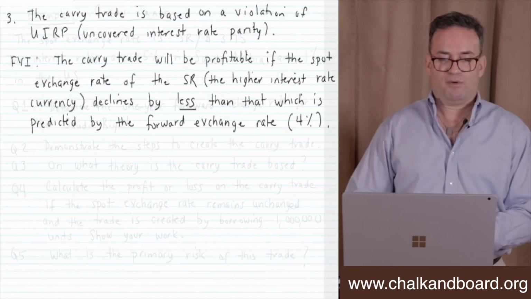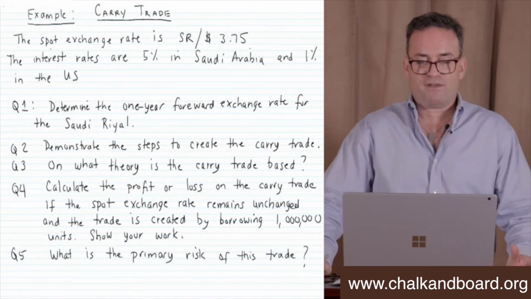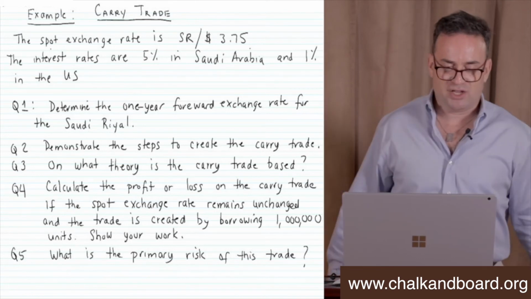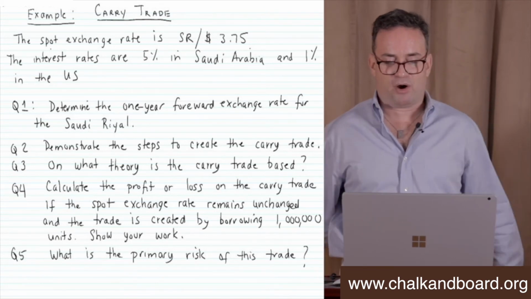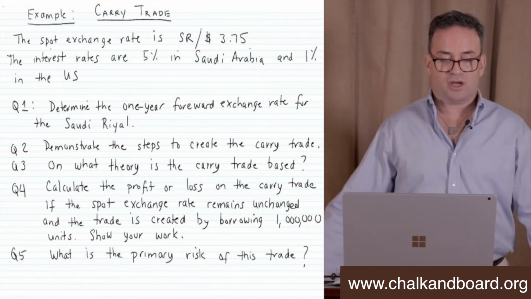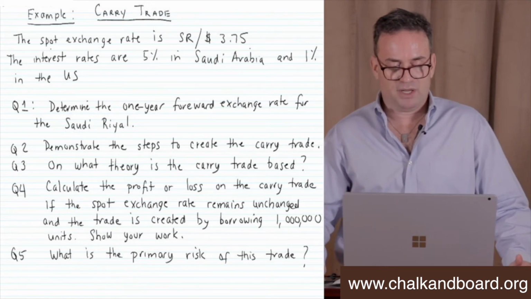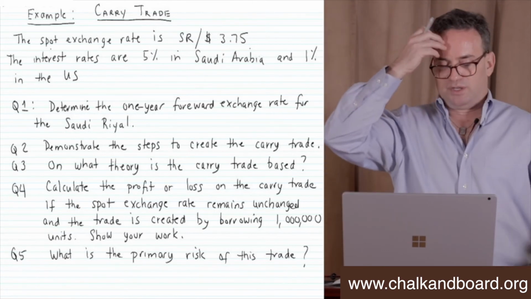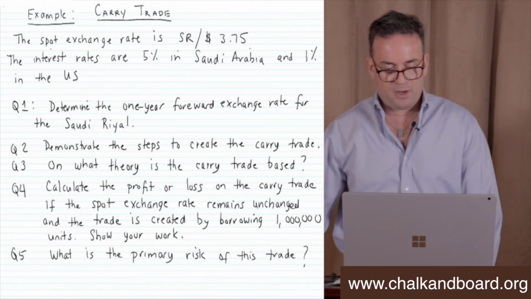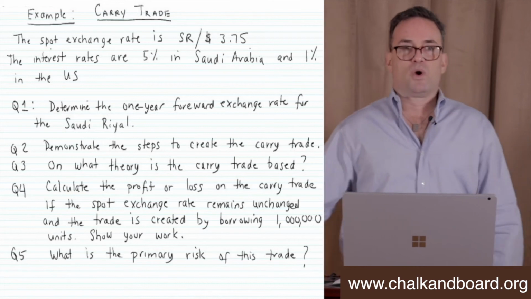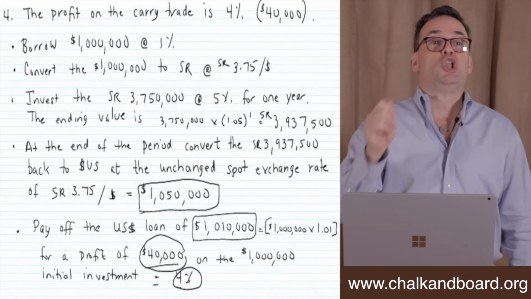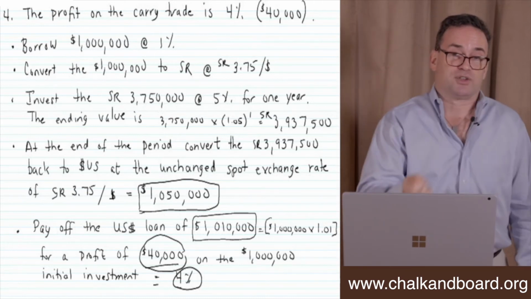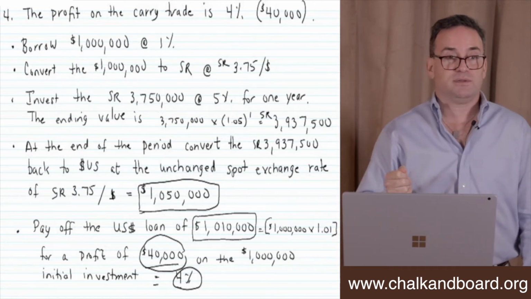Going back to question number 4, calculate the profit or loss on the carry trade if the spot exchange rate remains unchanged and the trade is created by borrowing a million currency units. Show your work. Let's do this together. I'm not going to put up the answer key. Let's do this together and work it out. First of all, what are we going to do? We're going to borrow in the low interest rate currency, which is the dollar. So we're going to use dollars. So we're going to borrow $1 million at 1%.